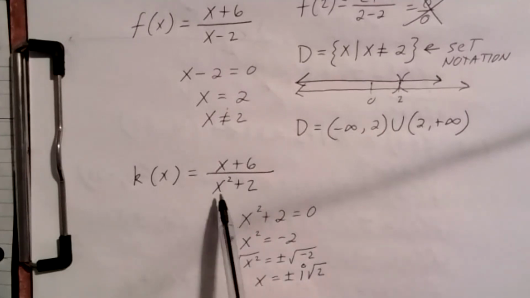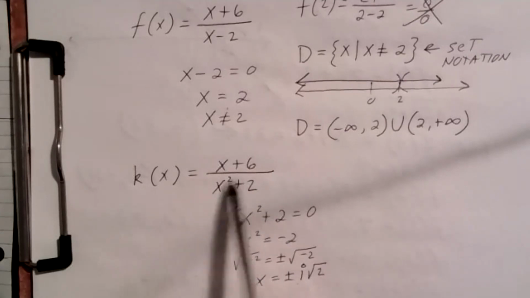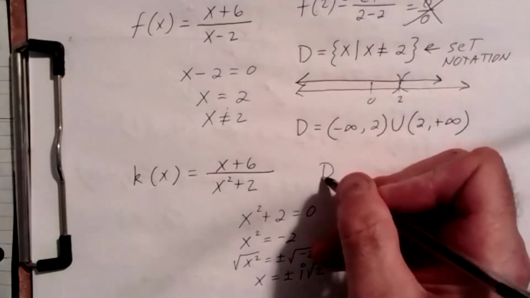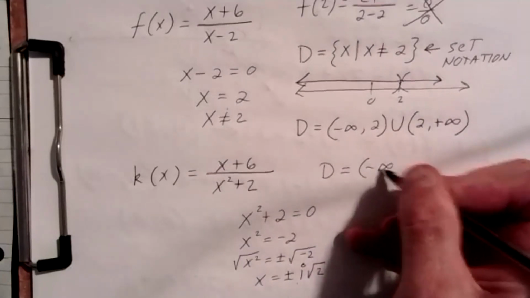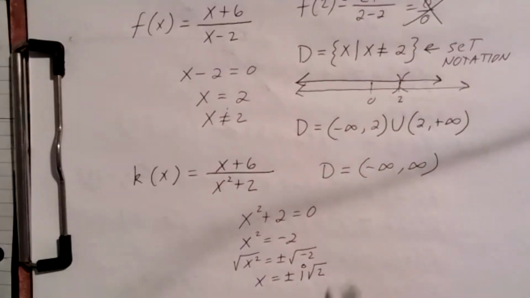So in other words, this function will be defined for all real numbers. There is no real number you could put in for x such that when you square it and add 2, this denominator would ever be 0. So this function is going to be defined for any real number. So the domain of this function, ladies and gentlemen, is all real numbers from negative to positive infinity. That's its domain. It's defined for all real numbers. Never will your denominator ever be equal to 0 for any value of x. Never.